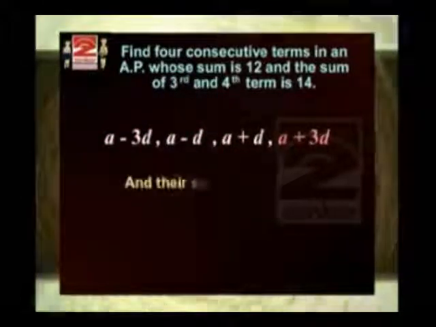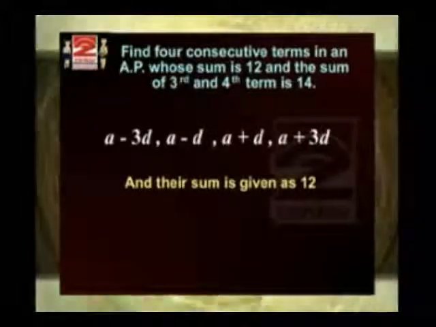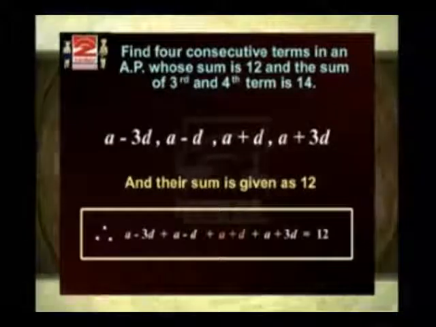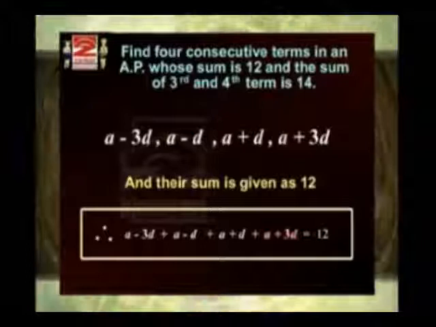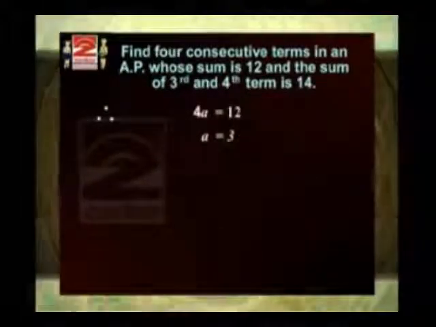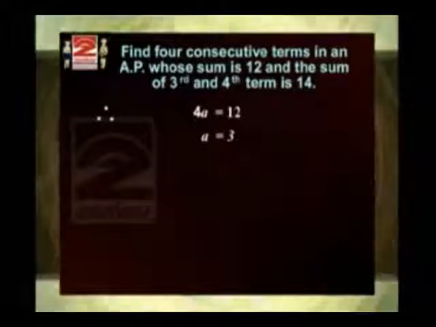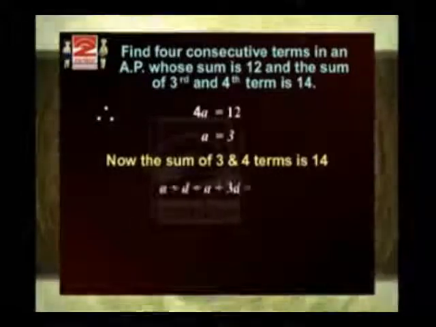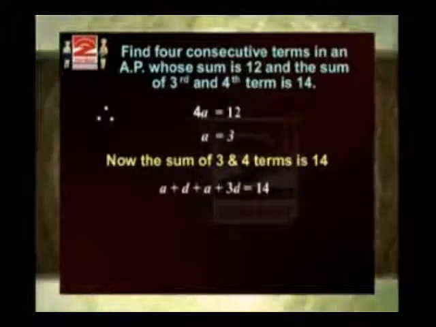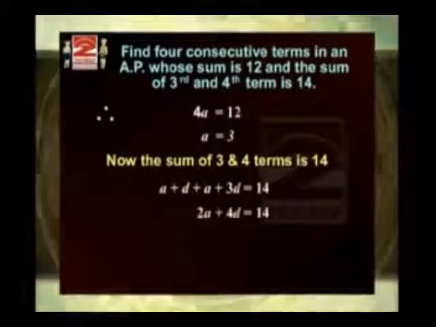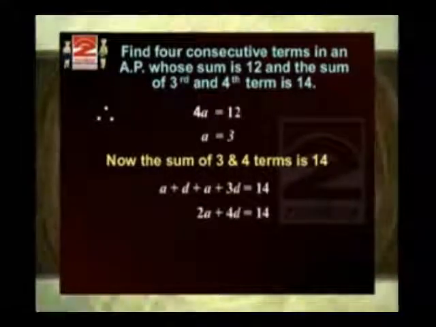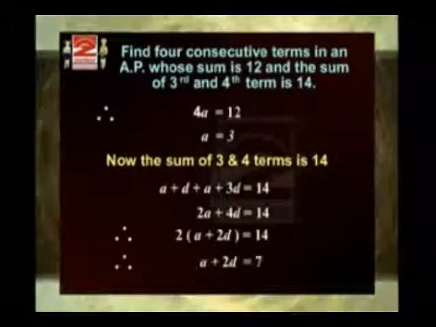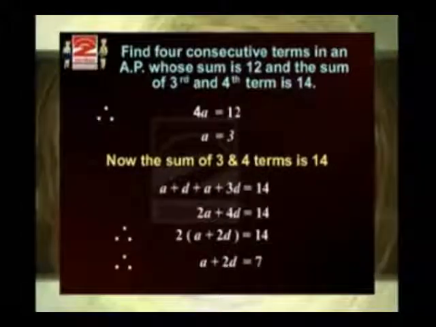And their sum is given as 12. And therefore, A minus 3D plus A minus D plus A plus D plus A plus 3D is equal to 12. Therefore, 4A is equal to 12 and A is equal to 3. Now, the sum of third and fourth term is 14. That means A plus D plus A plus 3D is equal to 14. So 2A plus 4D is equal to 14. Therefore 2 into bracket A plus 2D is equal to 14. Therefore A plus 2D is equal to 7.